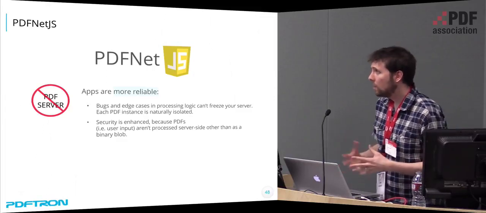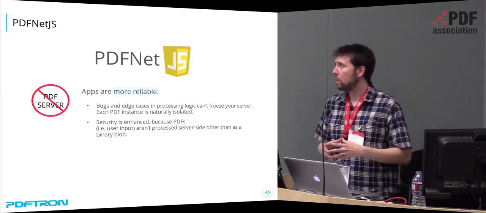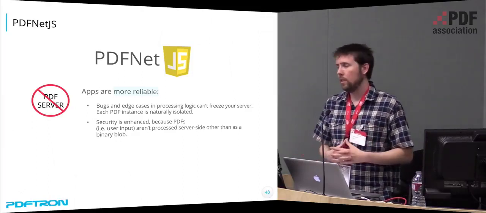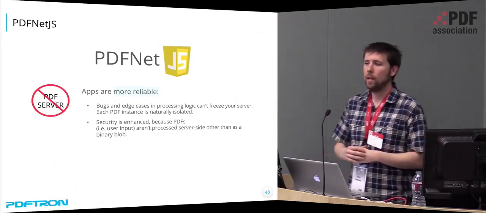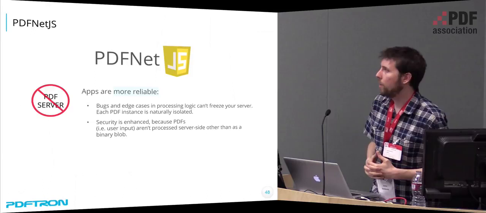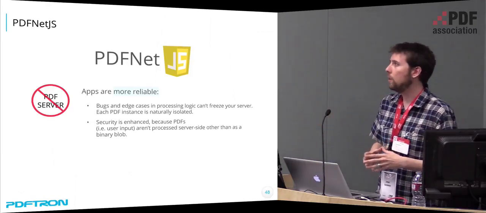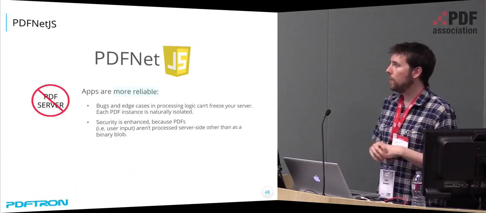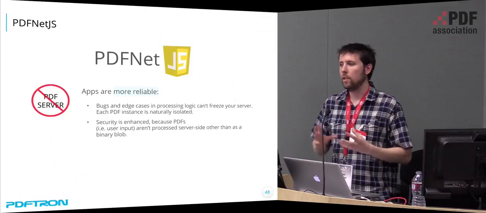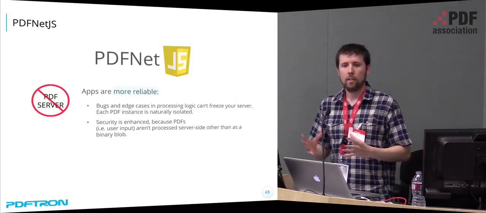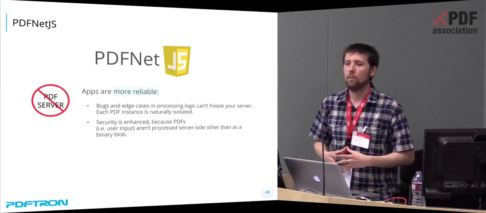Apps are more reliable because if you have some sort of problem with your PDF processing logic on a server, that means one user's problem or one thing crops up, all of a sudden the server's coming down, some poor engineer is getting a page at 3 a.m. to go fix it, all your users are frozen over their software. It's all done client side. It means all these instances are naturally isolated from each other. So if there's some crazy edge case, it's only going to affect that one user and the rest of the system will continue to run uninterrupted.